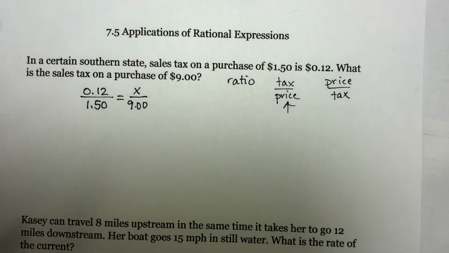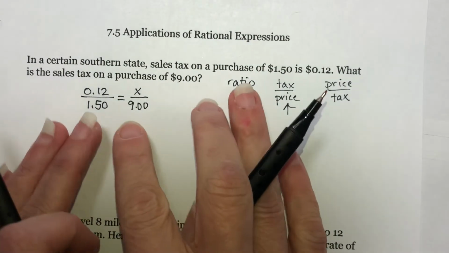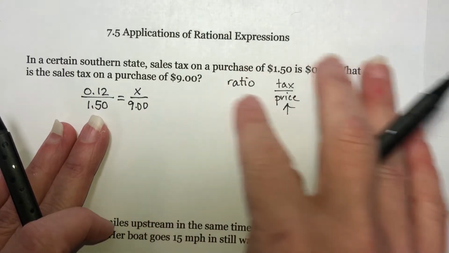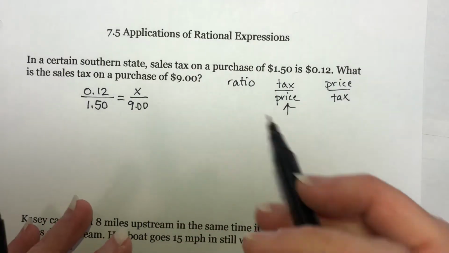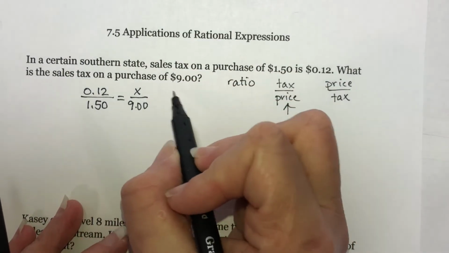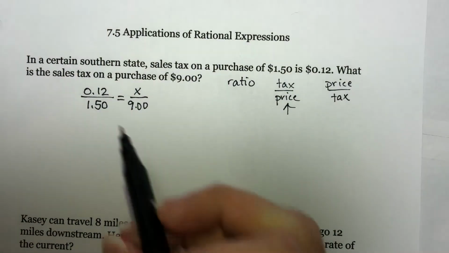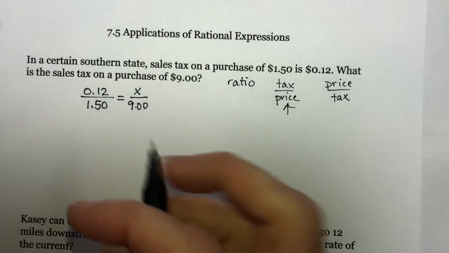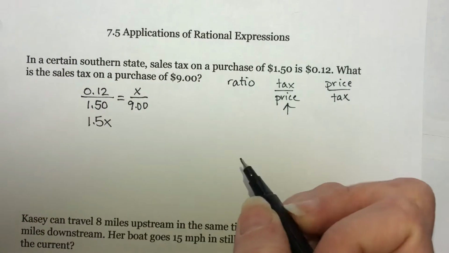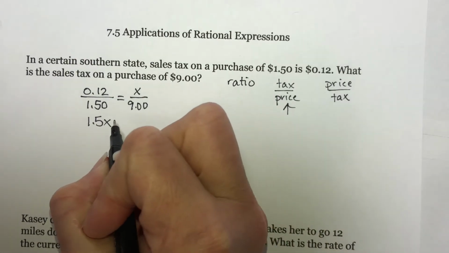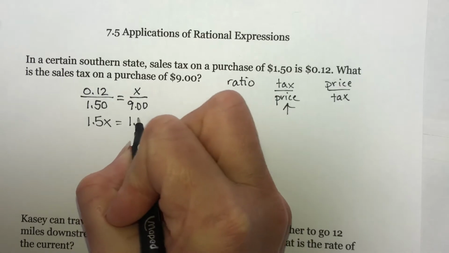Okay. Now we just need to cross multiply. When you have a fraction equal to a fraction without an addition or subtraction or anything else off this side, we can cross multiply. But if we had x over 9 plus 7 or something like that, we would have to multiply by the common denominator. Let's cross multiply. 1.50 times x is 1.5x. I'm going to drop those extra zeros. Now you multiply 9 times 0.12 and you get 1.08.